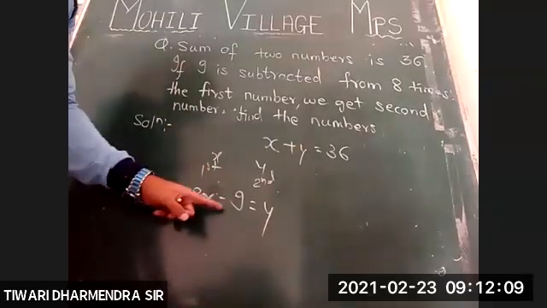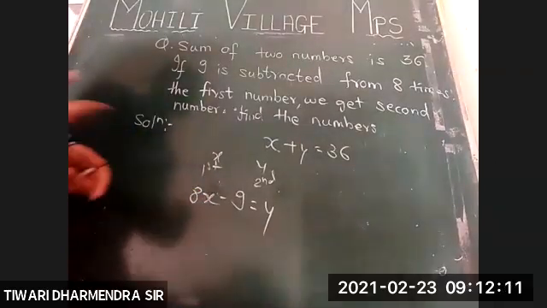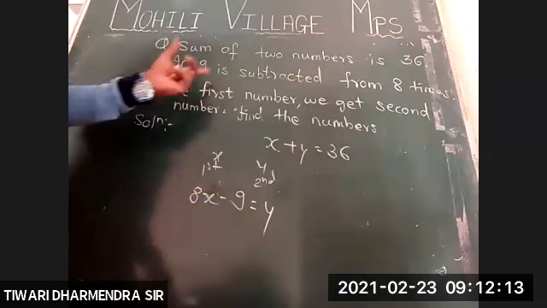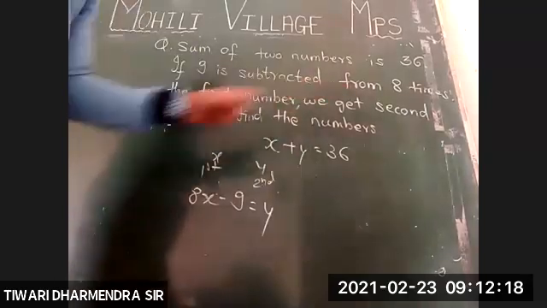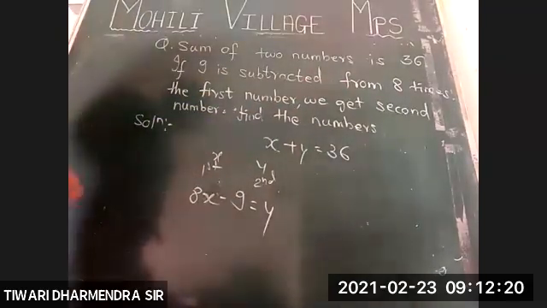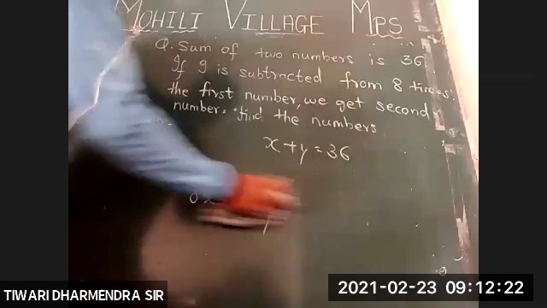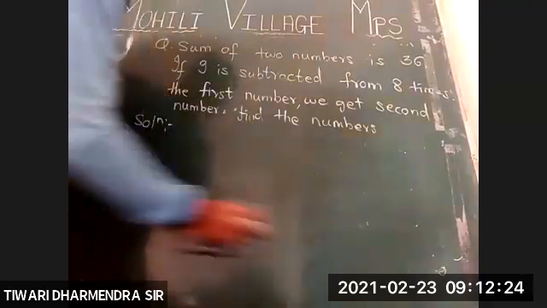For removing 9 we write minus 9. And for adding, or giving a sum, we should write plus. But here they are saying subtract, so we are writing minus 9, which is equal to the second number. So this was the understanding of the problem. Now we will frame this and solve it.